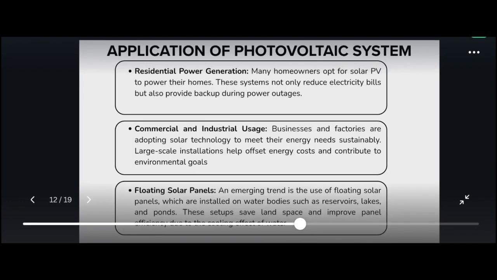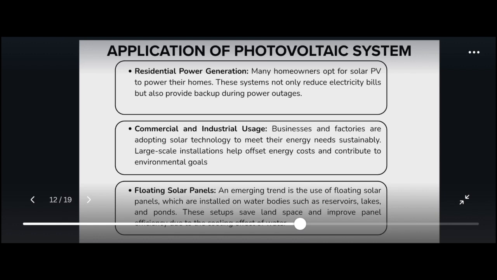Application of photovoltaic systems. Residential power generation. Many homeowners opt for solar PV to power their homes. These systems not only reduce electricity bills but also provide backup during power outages. Commercial and industrial usage. Businesses and factories are adopting solar technology to meet their energy needs sustainably. Large-scale installations help offset energy costs and contribute to environmental goals.